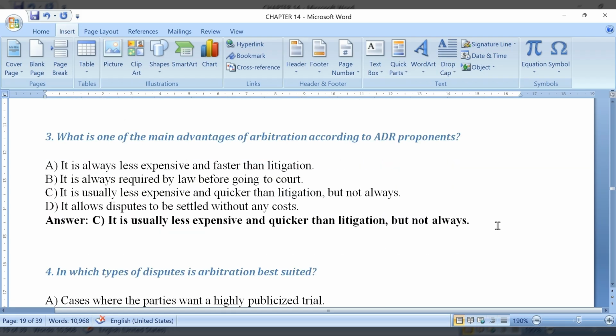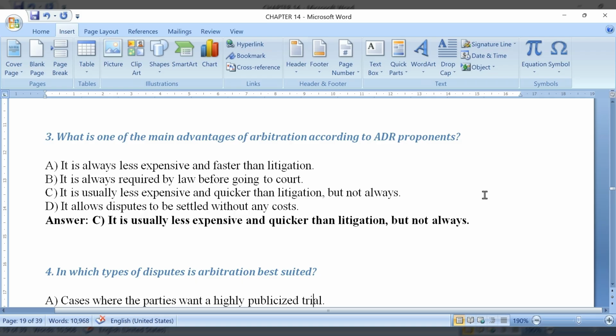3. What is one of the main advantages of arbitration according to ADR proponents? A. It is always less expensive and faster than litigation. B. It is always required by law before going to court. C. It is usually less expensive and quicker than litigation, but not always. D. It allows disputes to be settled without any costs.